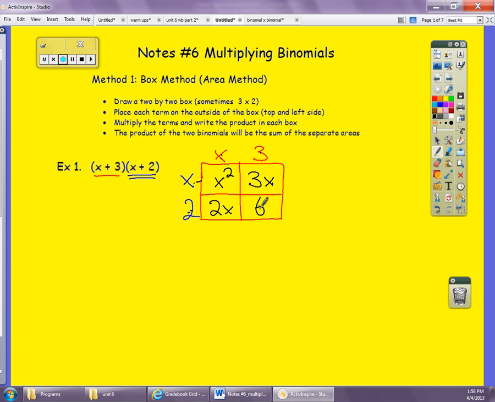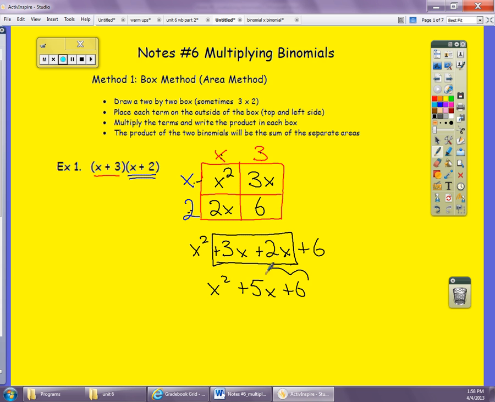Alright, so we multiplied, we have the products: x squared, 3x, 2x, and 6. And then once again we can combine our like terms, so we can put these x's together. So we get x squared, 3x plus 2x gives us 5x, plus 6. So we get x squared plus 5x plus 6.